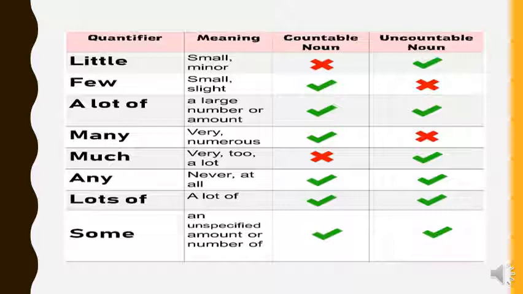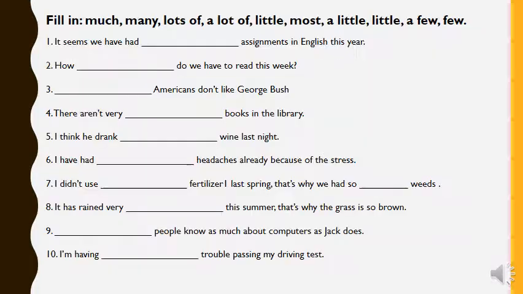Lots of means many or a lot of. It can be used with both. Some means an unspecified amount or number of something. So some vegetables, some fruits, not a specified number or amount. And it can be used also with both countable and uncountable nouns. These are some exercises about the quantifiers. So we have to fill in much, many, lots of, a lot of, little, most, a little, a few, and few.